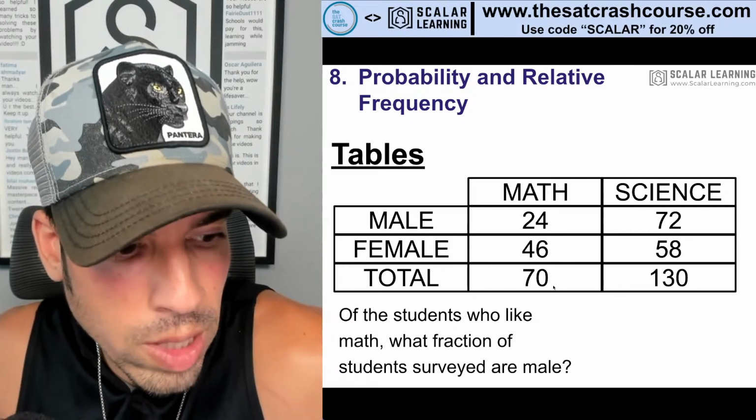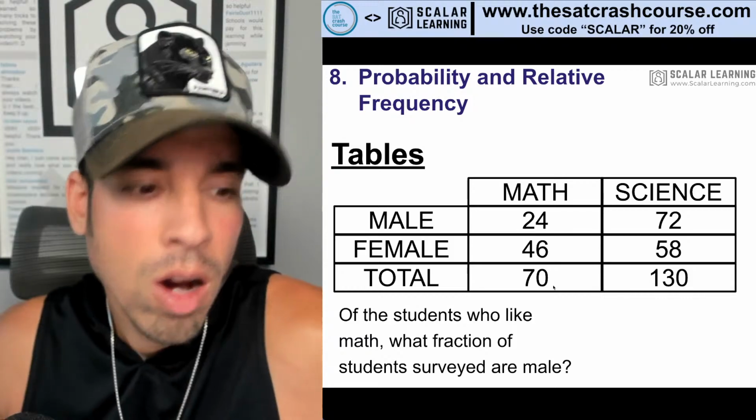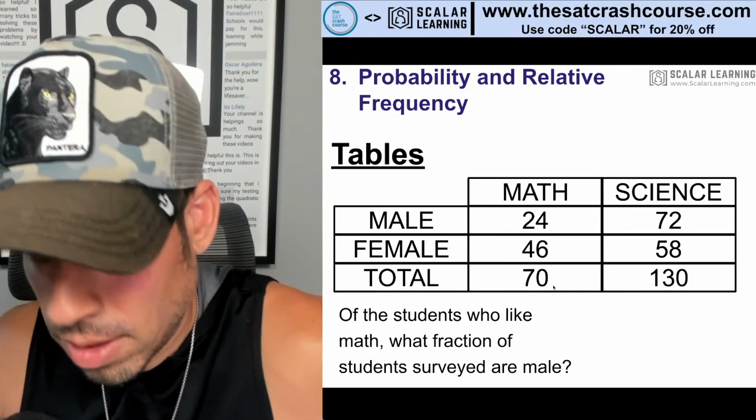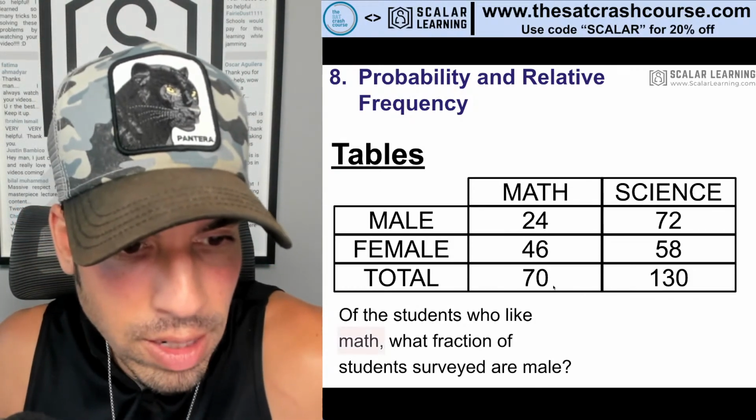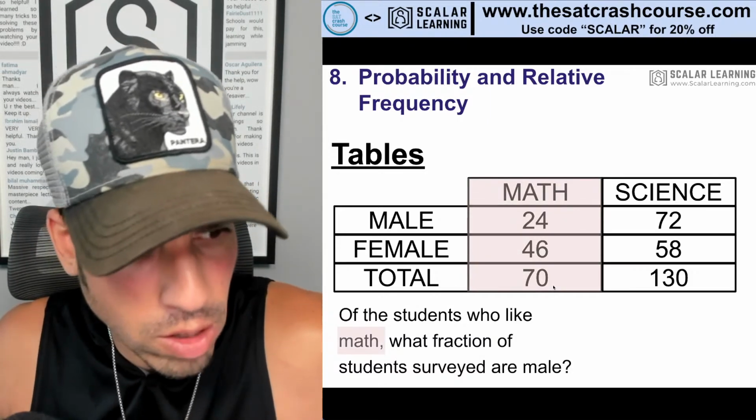Of the students who like math, what fraction of students surveyed are male? Of the students who like math. So again, we are in this column, right? Just of math. What fraction of students surveyed are male?